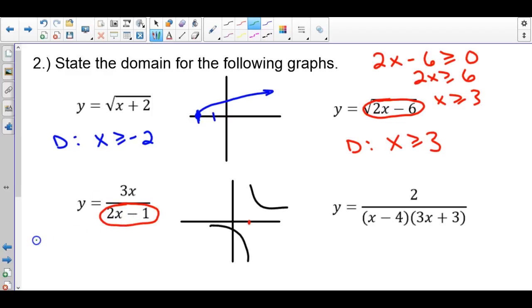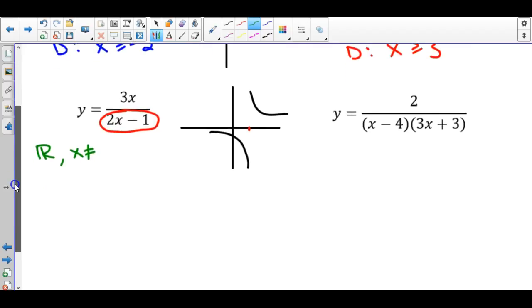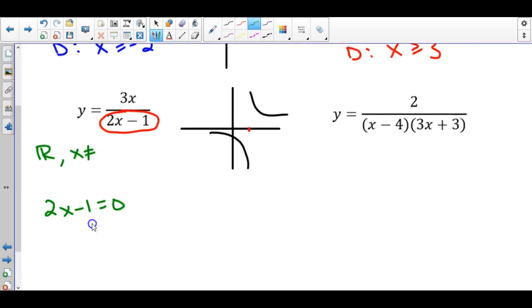So my domain is going to be all real numbers, except x will not be, in this case, one number. To figure out what that number is, all I'm going to do is take 2x minus 1 equals 0, add 1, and divide by 2. What this tells me is x cannot be a half. If x is 1/2, this denominator would turn to 0, and I would end up with a value divided by 0, which is undefined.